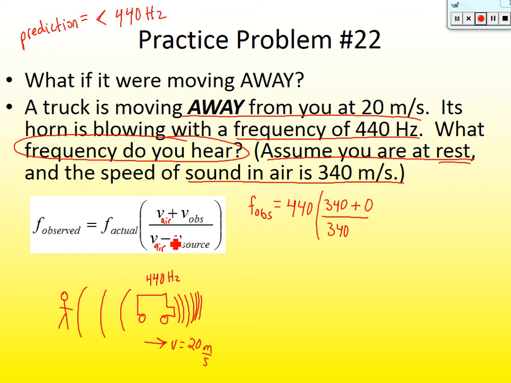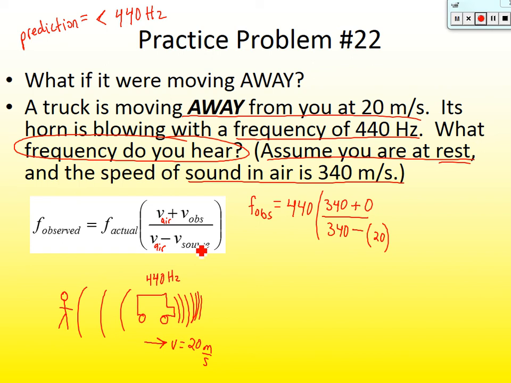On the bottom, notice we have this minus sign, so we're going to put a minus sign in. And now I always like to use parentheses right here. I'm going to put in the velocity of the source. It said the velocity of the truck was going 20. However, this is where you've got to pay attention. The signs of the velocity of the observer and the velocity of the source can change depending on whether you are going away or if it's coming towards you.